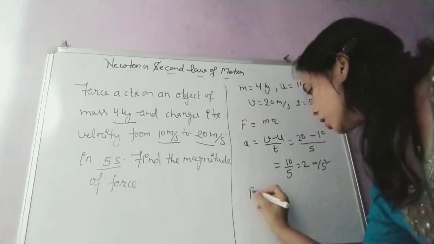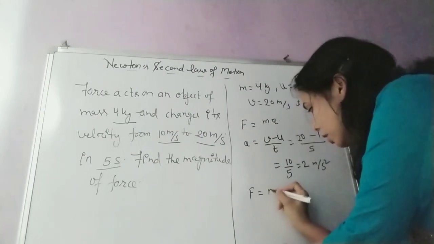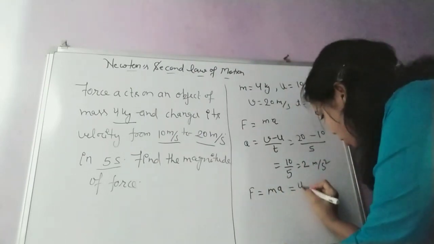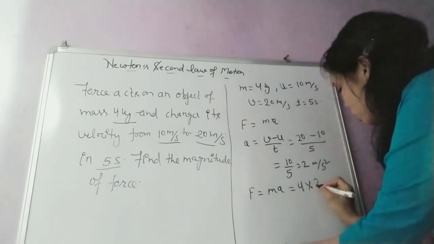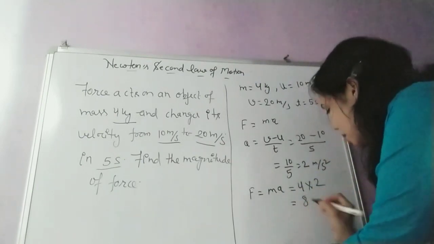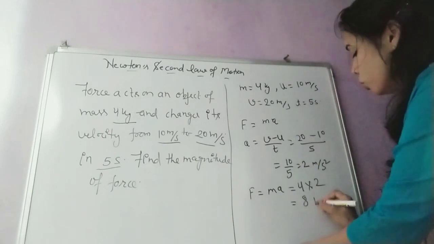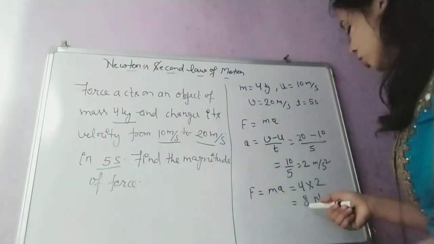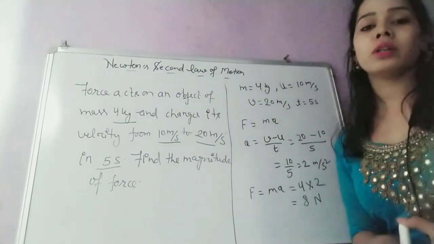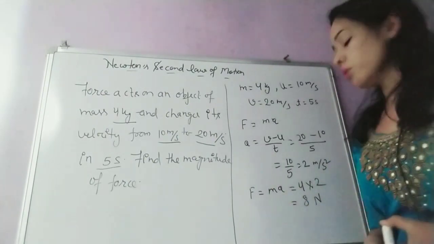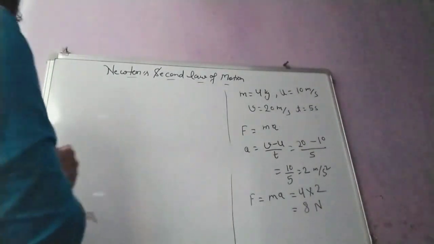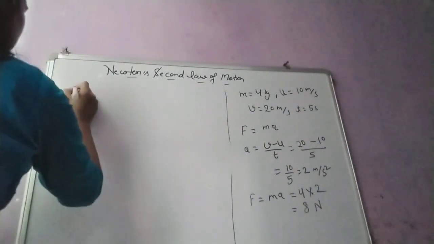Now force equals what? Mass into acceleration, that is mass is given 4 kg. So 4 into acceleration is 2 meter per second square. So answer is 8 Newton. What is the unit of force? I have explained in the last video. Force equals 8 Newton. Okay, so Newton is the unit of force. So you will write. Now next question, I am writing.